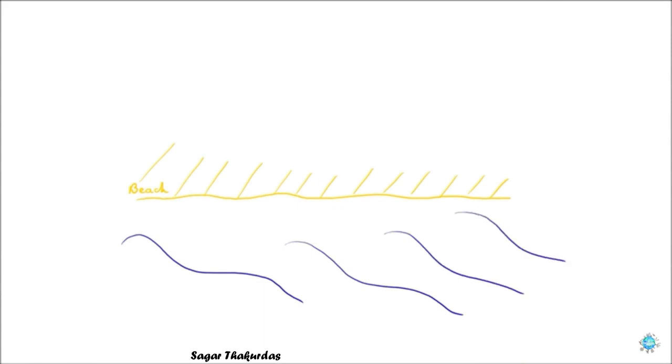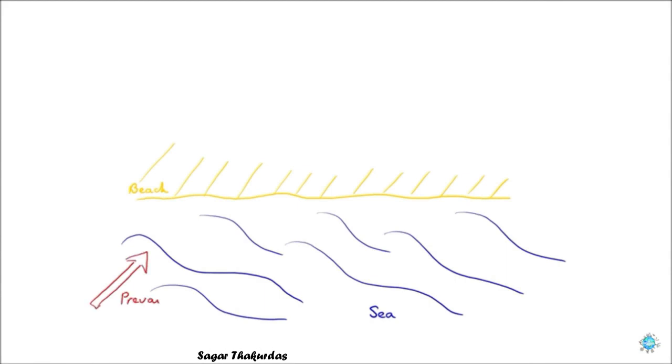Now this is the beach, and we are looking at the beach from the seaward side, and these are the waves, and you can see the prevailing wind direction. So the waves are generated by the wind, and these waves move towards the coastline in the direction of wind oblique to the coastline. And here you can see the sand grain.